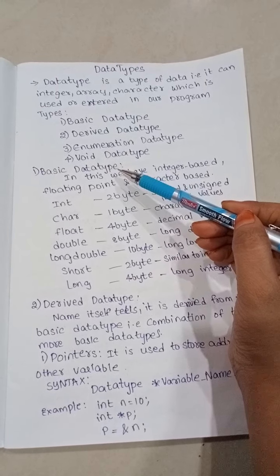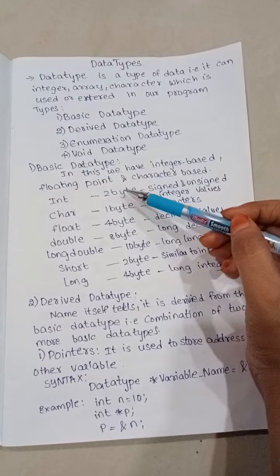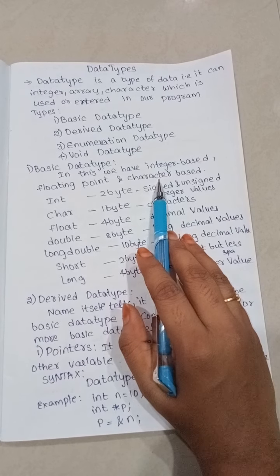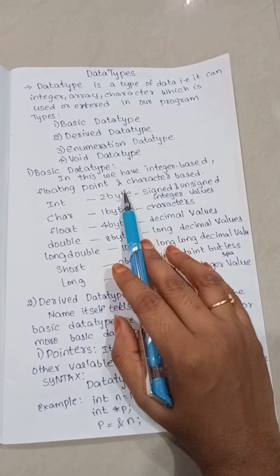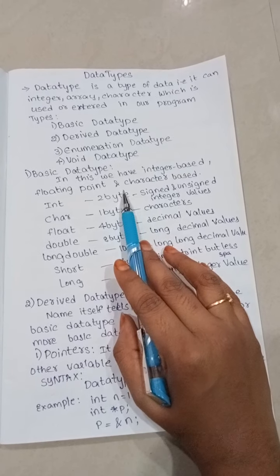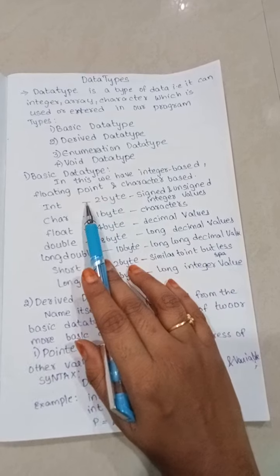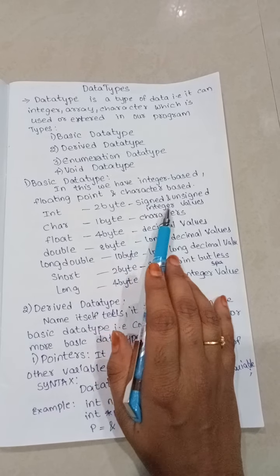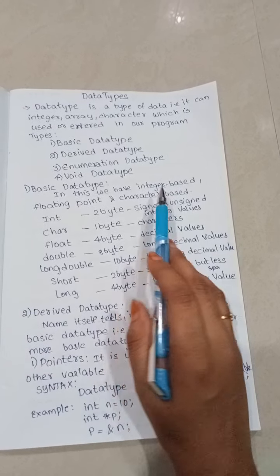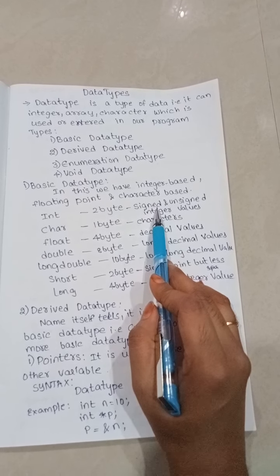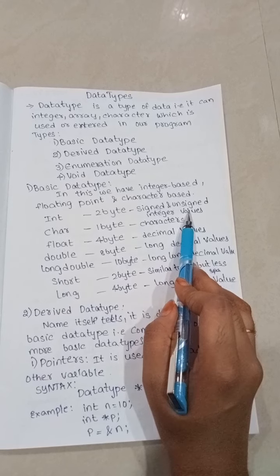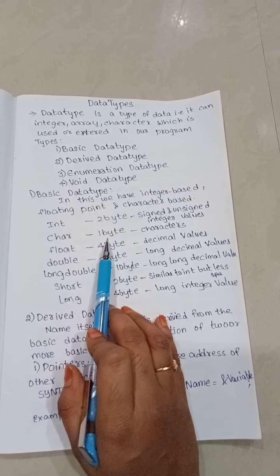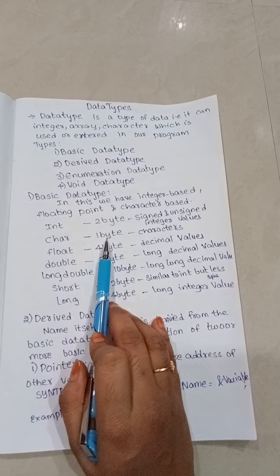In basic data types we again have subcategories. Here we use only integer-based, character-based, and decimal-point-based classification. Int is used to store numbers. It can be signed or unsigned. Signed means it can take positive and negative values. Unsigned means it will take only positive values. Next one is char. Character values will be taken. It will allocate 1 byte.